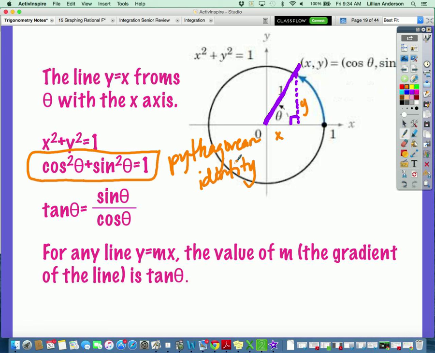And for any line, y equals m times x, that's slope-intercept form, m being your slope. The value of m is tangent theta. So you can find that value by taking the tangent of theta. What is the mean gradient of... Gradient is another word for slope. So do be aware, if they use gradient, they're just talking about the slope of a particular line.